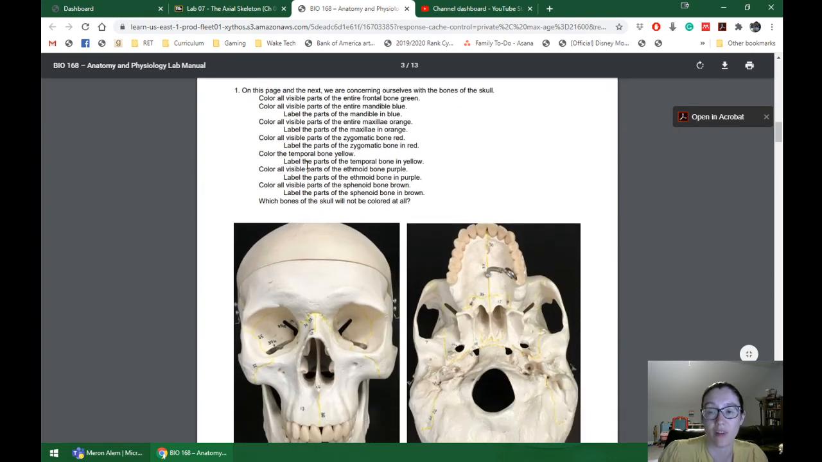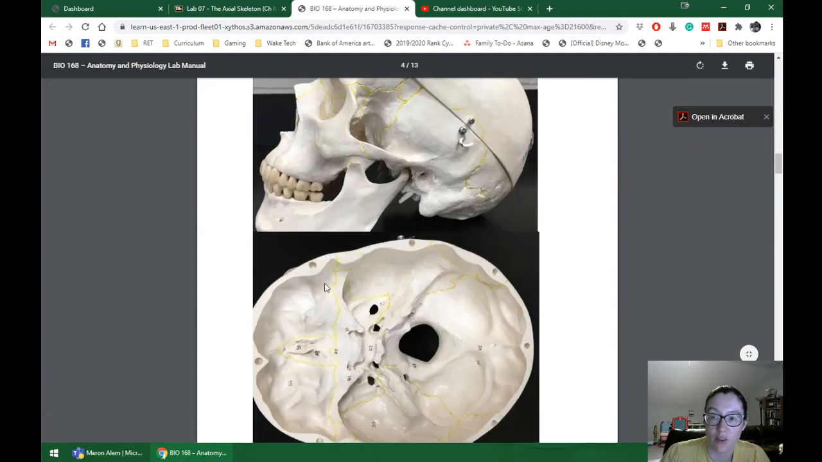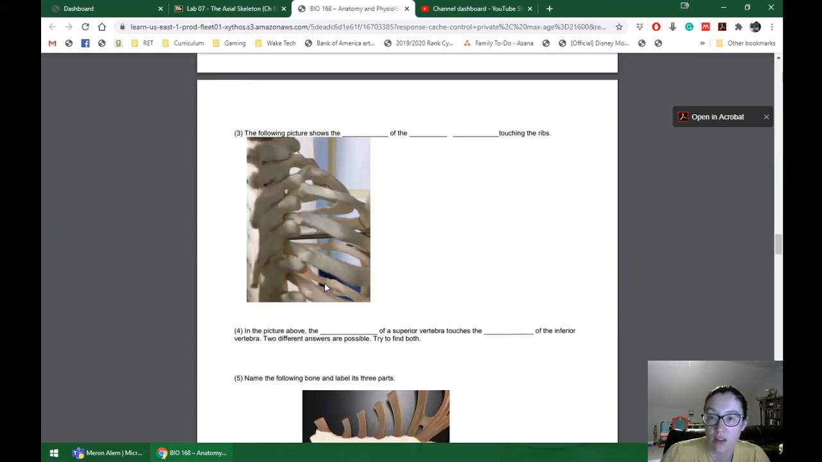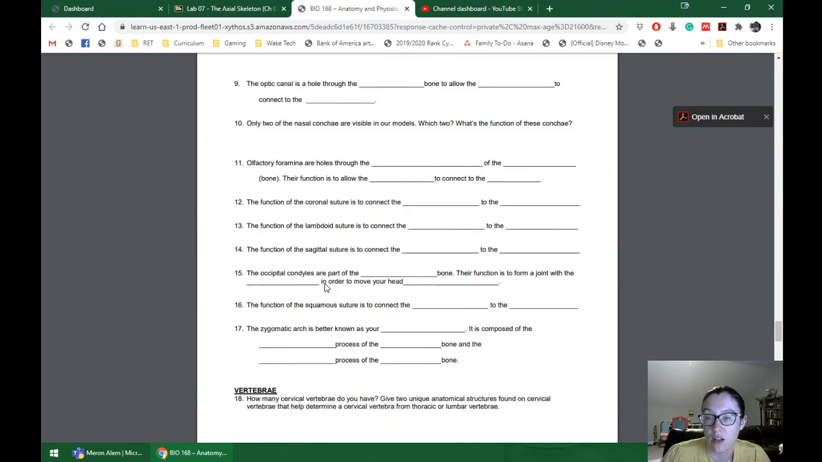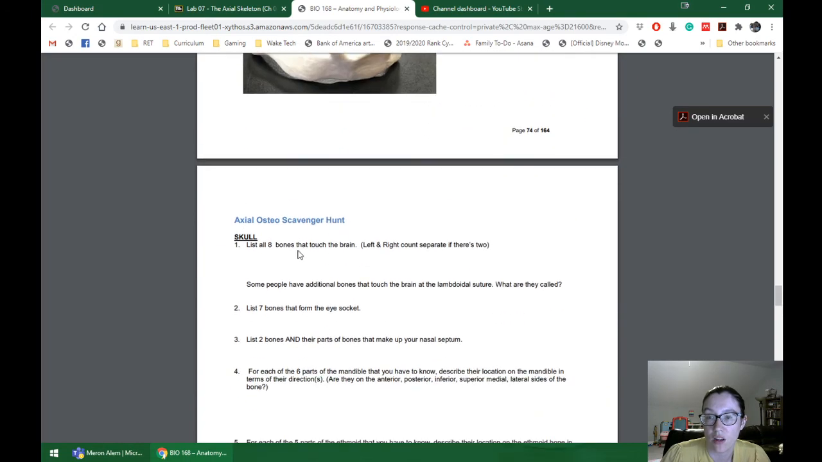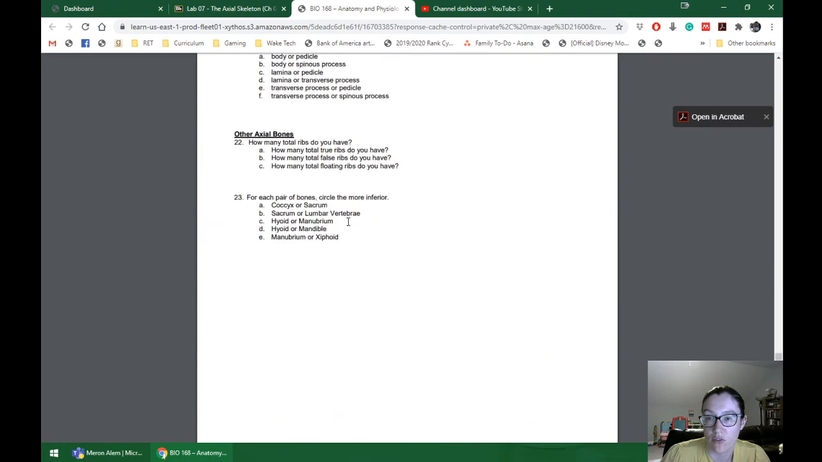The other thing is that we've got lots of really good labeling activities and lots of good pictures for you guys to go through here. And then there are a lot of good practice questions over here too.